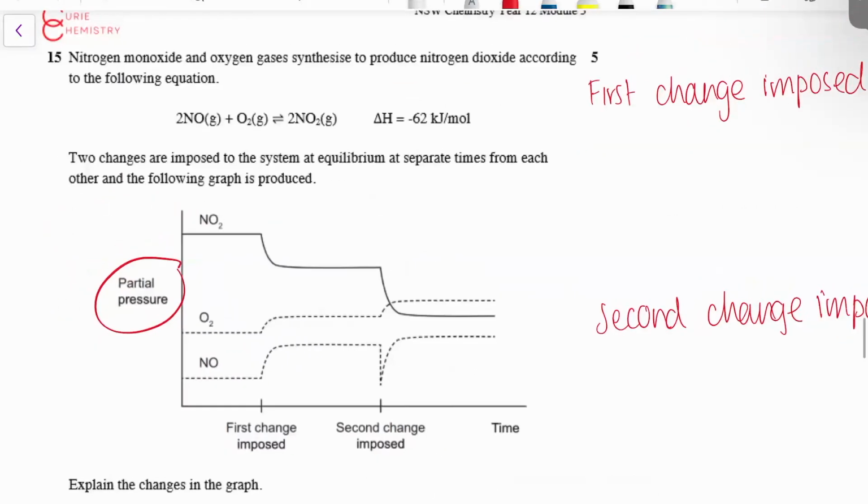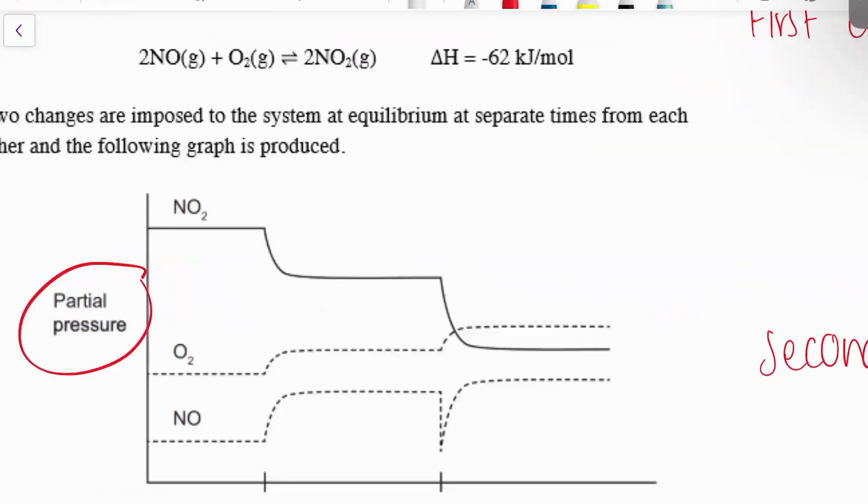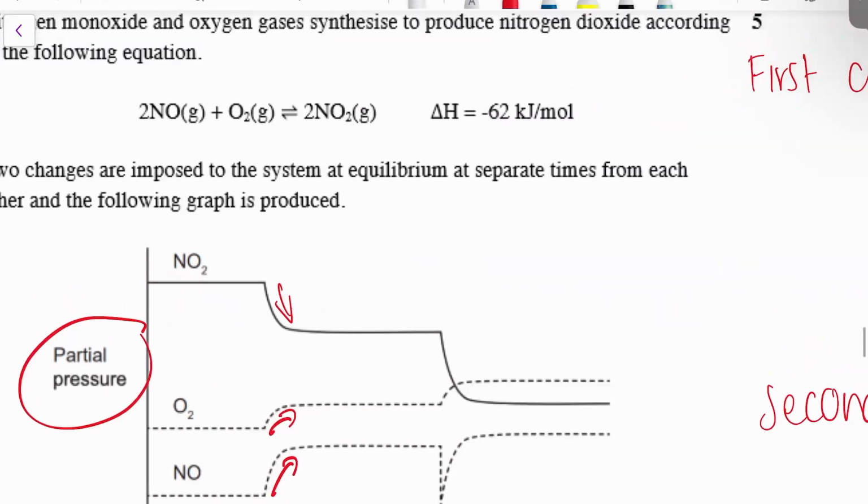And that's not good enough though, because I have to tell the marker if it's an increase or a decrease. Usually the immediate change only tells you what the factor was. It doesn't tell you how the factor moved. So we know it's temperature. I just don't know if it's an increase or a decrease. So I figure that out by LCP, which is the gradual change. Over time, NO2 goes down, O2 goes up, and NO goes up. So looking at this equation, if NO and O2 went up and NO2 went down, did the position of equilibrium shift left or shift right? Shifted left, good.